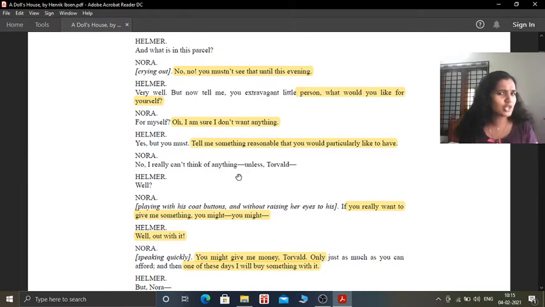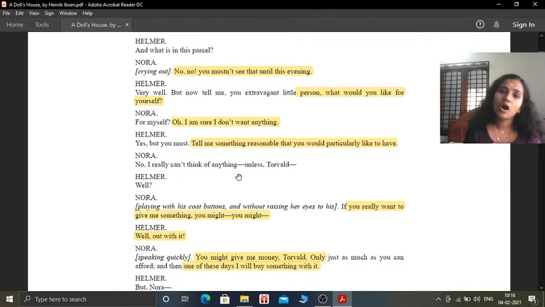But now tell me, you extravagant little person, what would you like for yourself? Okay, we are not going to open that. You have bought all this for all the family members, even for the maid. Let me know what you have bought for yourself. What did you buy for yourself? She said, for myself? I'm sure I don't want anything.